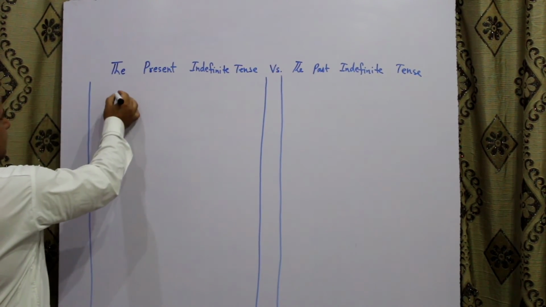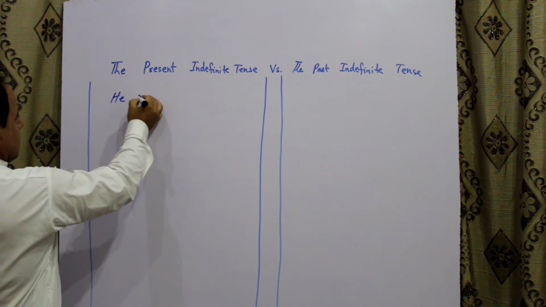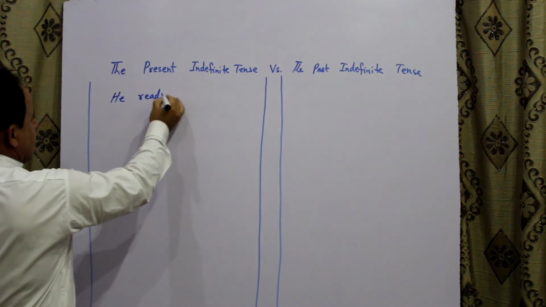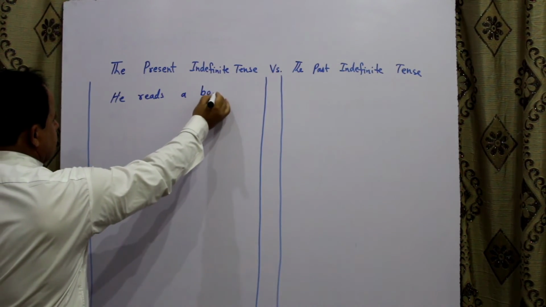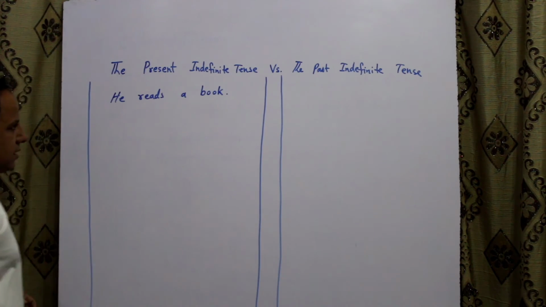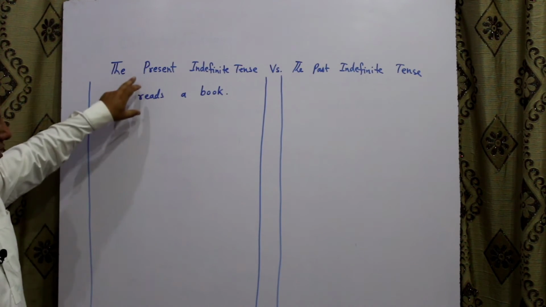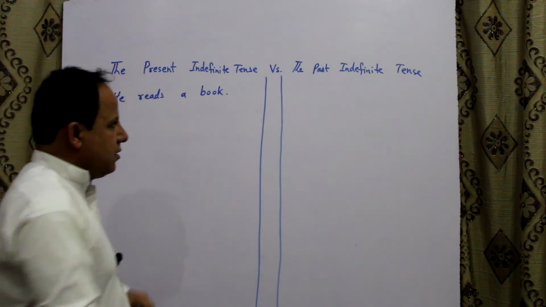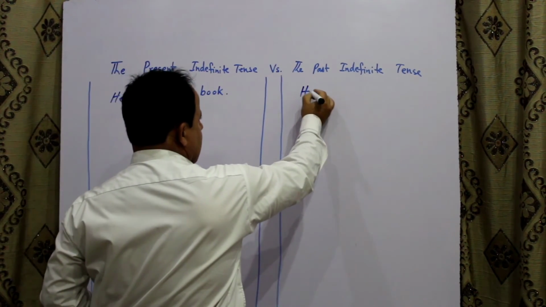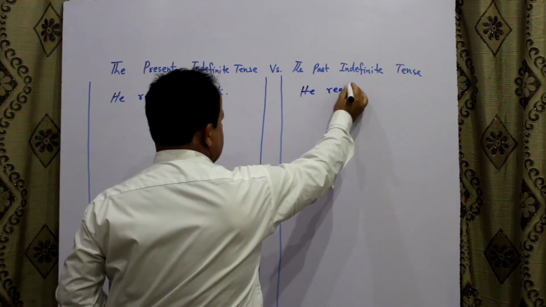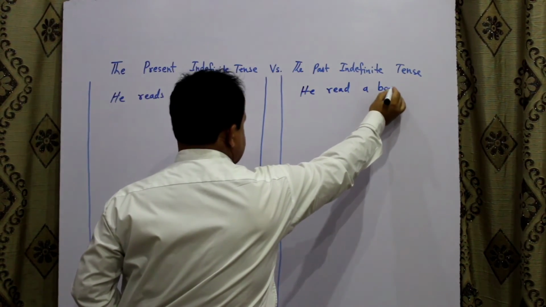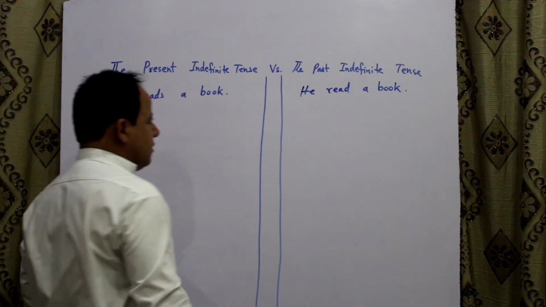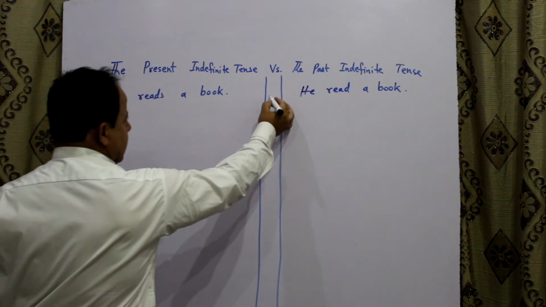Now the example: he reads a book. Well, this is a positive sentence of the present indefinite tense. If you want to change it into the past indefinite tense, we can change it into he read a book, because the second form of read is read. Now it becomes a positive sentence.